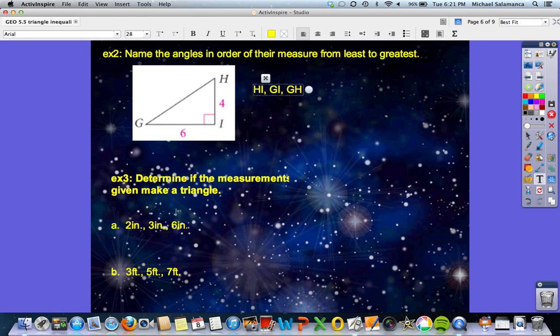For example 3, you're asked to determine if those sides will make a triangle. So, if we take 2 and 3, that has to be greater than 6. And unfortunately, it's not. Therefore, this is not a triangle.